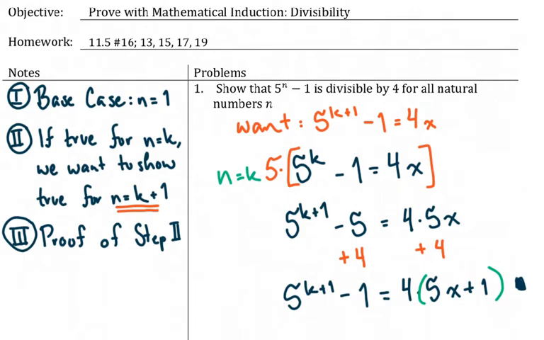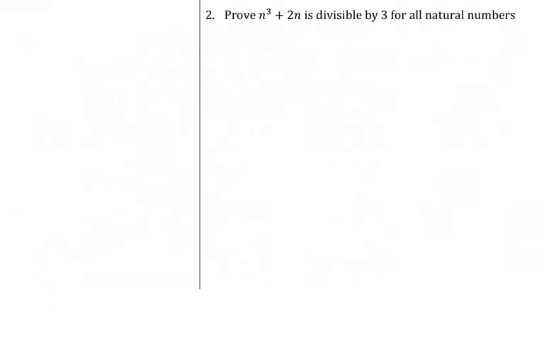So divisibility is a little bit different, but we're still doing the same idea of starting with the n equals k term and doing some manipulation to it. Let's look at another example that's a little bit trickier to just multiply and add, but I'll show you another strategy. So here, I'm just going to jump straight to the proof.